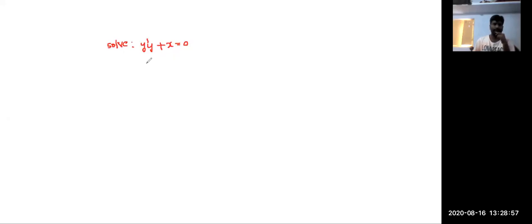Okay, now we are going to solve y dash y plus x equals 0. So we are going to solve means we have to find the function y. So how to find y, or how to find the solution for the given differential equation.